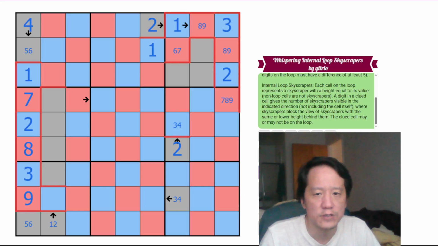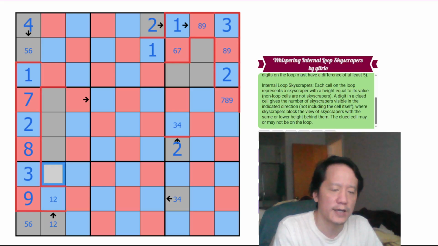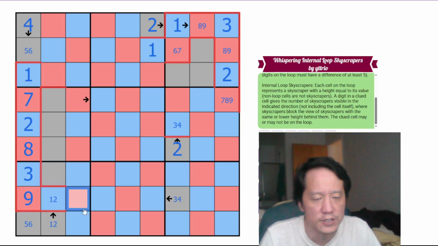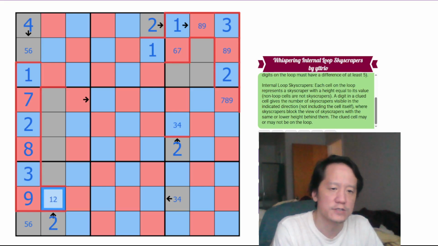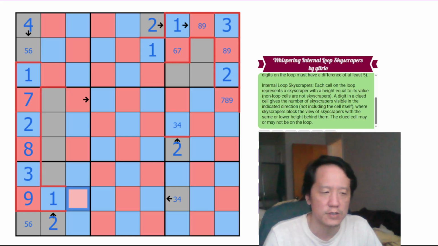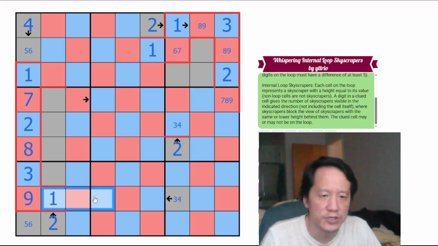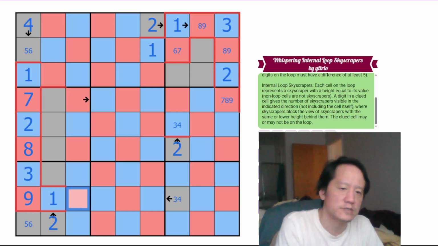This boundary goes here. This has to be 1 or 2 because it cannot be 4. It's next to 2 unique digits on a German whisper line. So since it sees that, it will also see that. So this has to be 2 then. This sees 2 skyscrapers. This is a 1. So this could be... This is next to 2 unique digits on a German whisper loop. So this is 7 or 8.